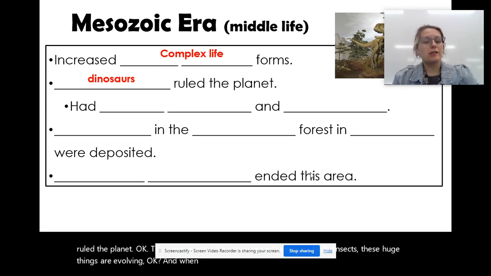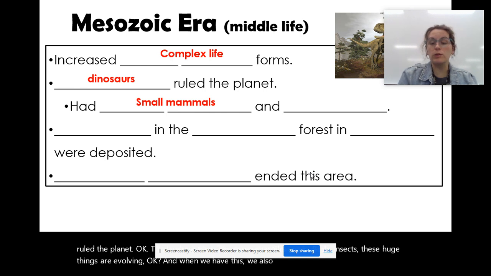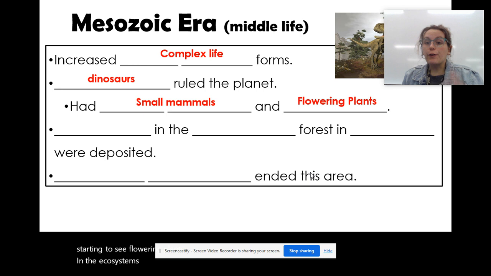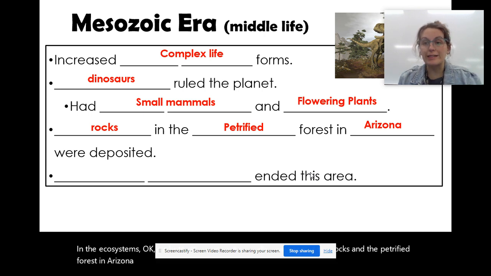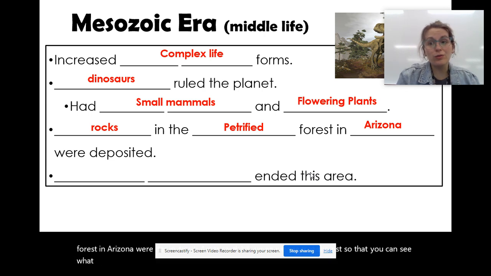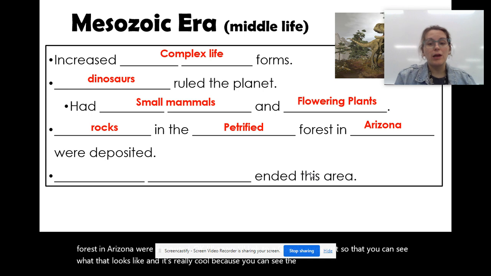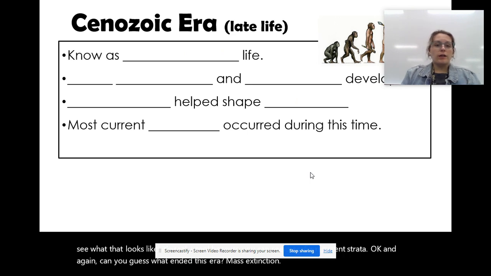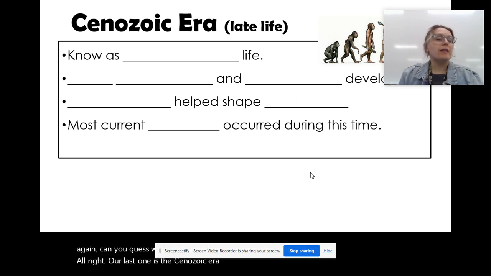And when we have this, we also do have small mammals, and we're starting to see flowering plants in the ecosystems. In North America, this is when we see that the rocks in the petrified forest in Arizona were deposited. I'll link to a Google Maps just so that you can see what that looks like. And it's really cool because you can see the different strata. And again, can you guess what ended this era? Mass extinction.